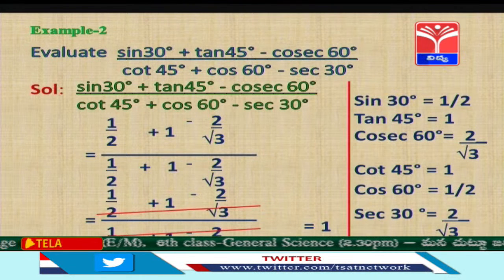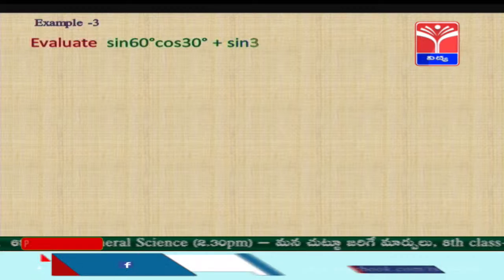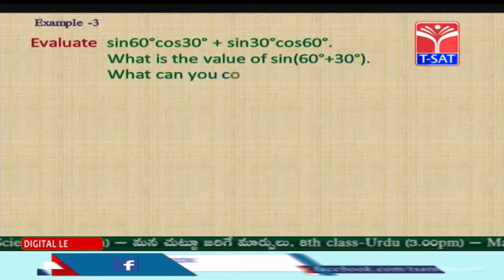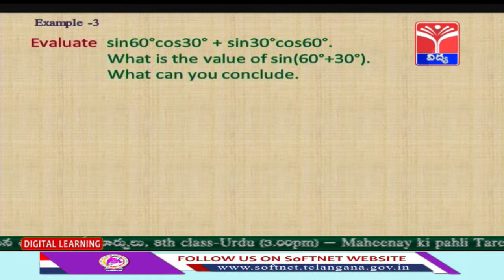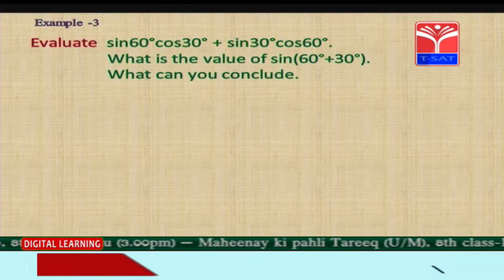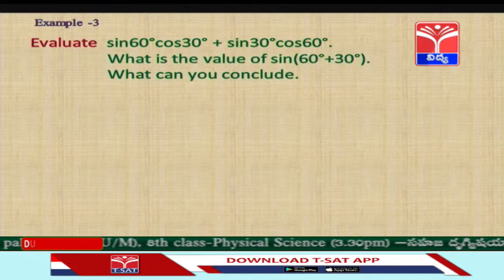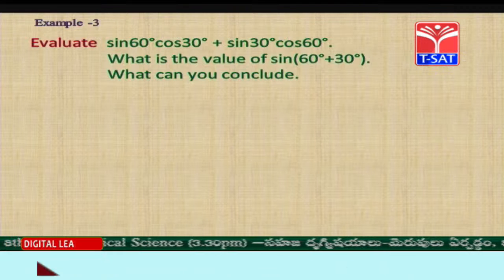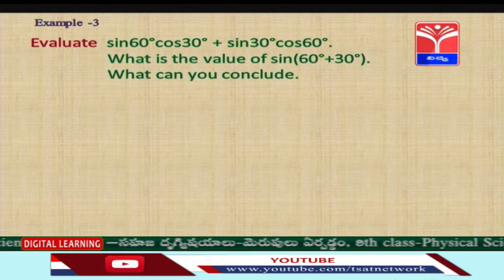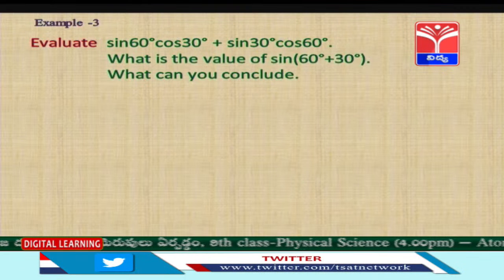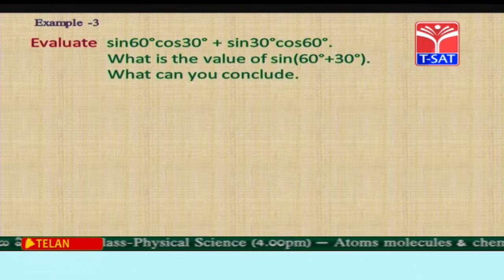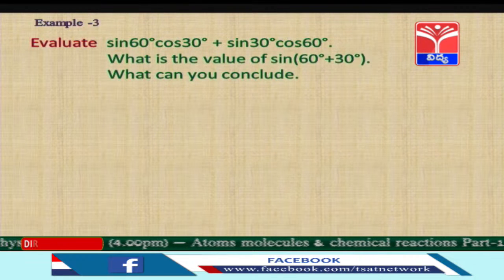So, for you we have one more example. Example 3, evaluate sin 60 degrees into cos 30 degrees plus sin 30 degrees into cos 60 degrees. What is the value of sin of 60 degrees plus 30 degrees? That means, sum of that 60 plus 30. Here he is asking us to give your answer. That means, what can you conclude with this? Let us see the first case and second case solution.